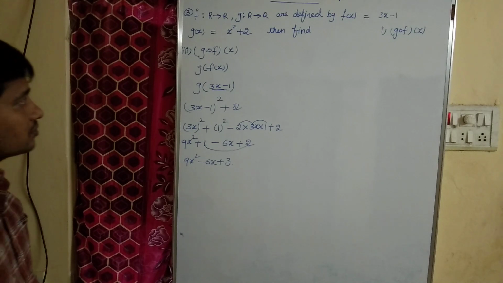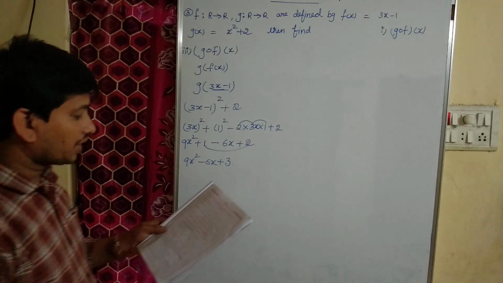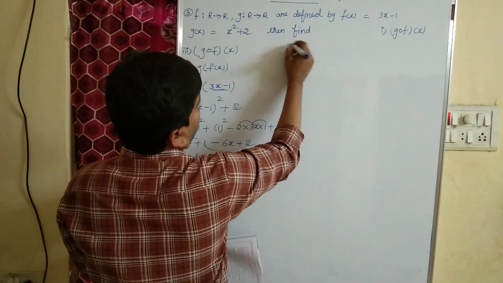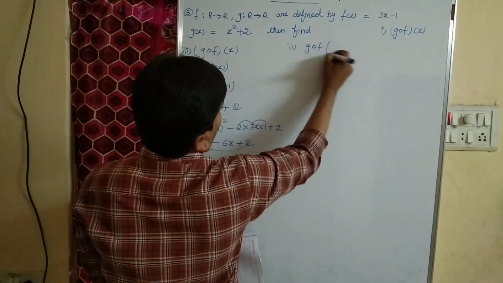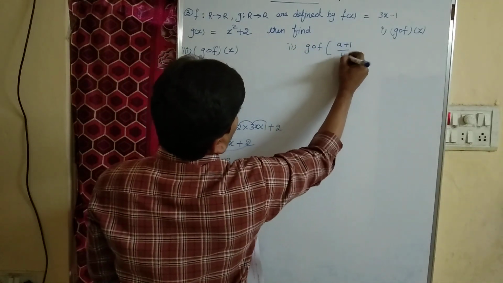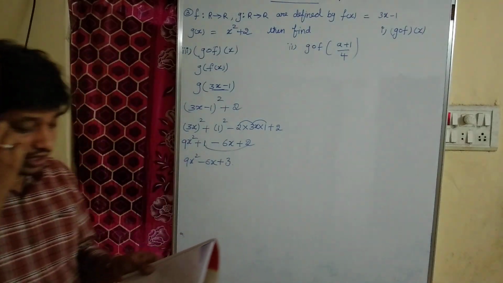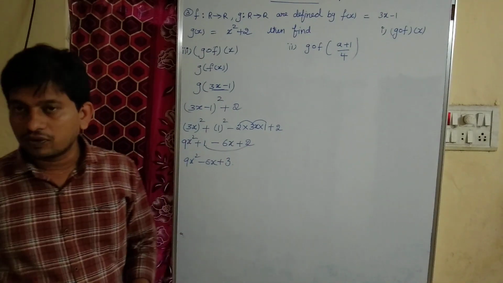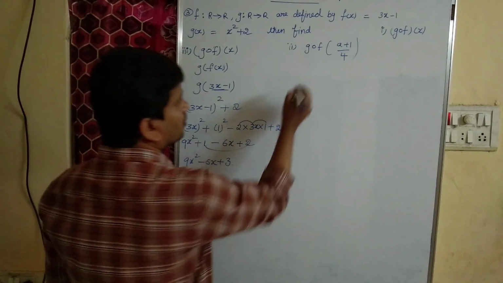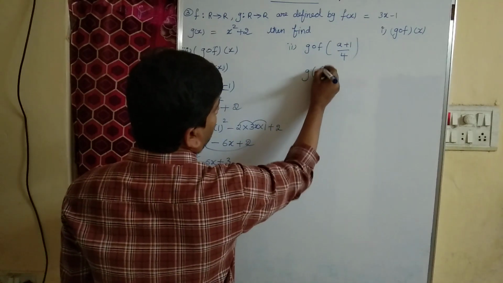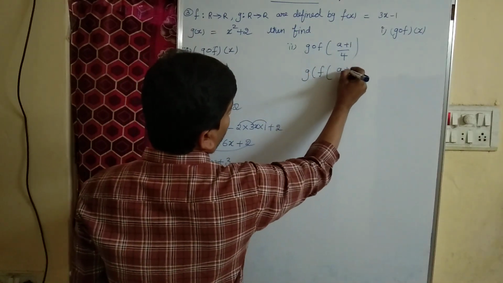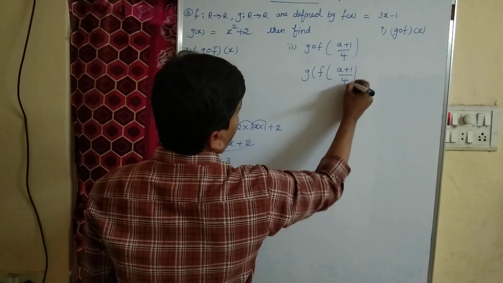Okay children. Now coming to the second question. g circle f of a plus 1 by 4. Okay. So I can write it as g of f of a plus 1 by 4.